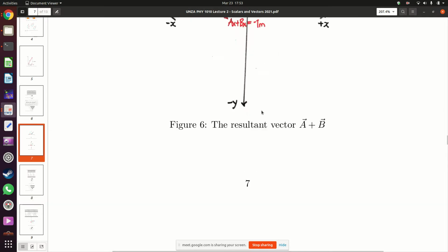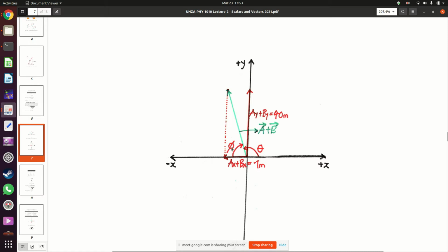The angle inside the triangle, we need it. This angle inside the triangle, which we are calling phi, is what we can work out using that tangent formula. Tan phi equals the y component of the resultant divided by the x component of the resultant. We work out what phi is.